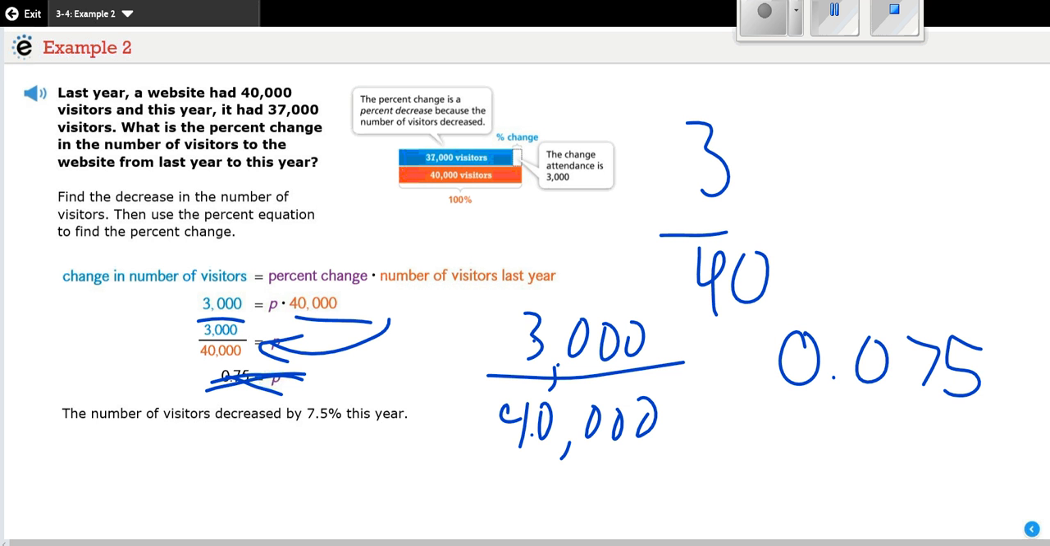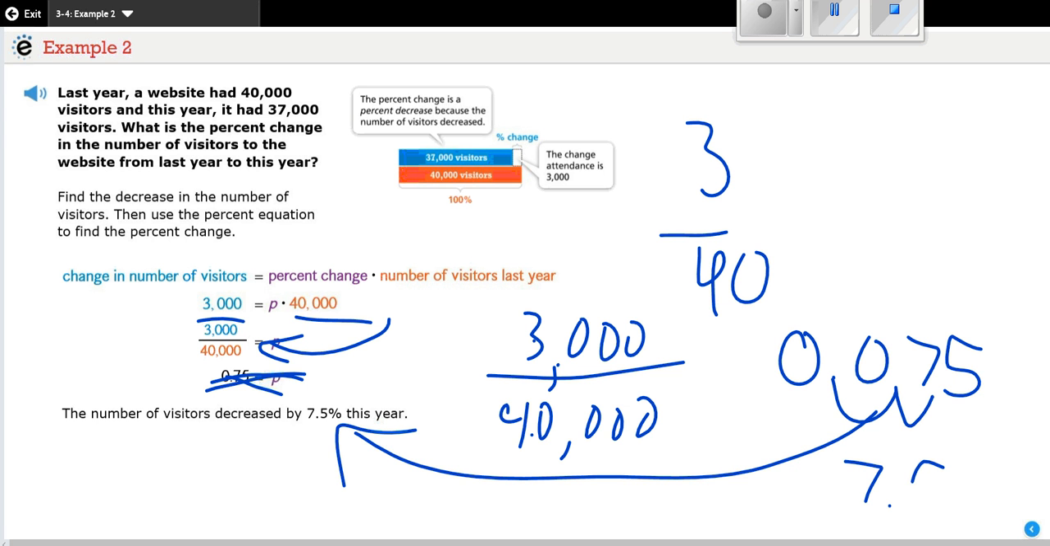Now, with that in mind, we can agree with the final answer. As we're working with a percentage, we want to change it back to a percentage. So we multiply by 100%, and that's how we get 7.5%. So we have that for our second example. So far we've seen an increase and a decrease. Now let's move on to example 3.